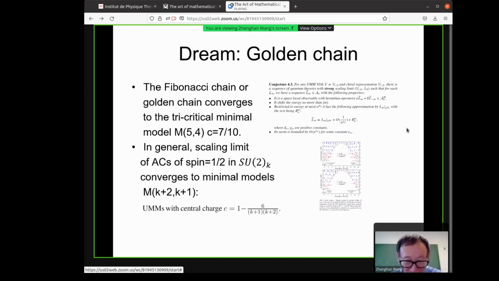And finally, I want to say that it's really my dream to go beyond the Ising chain, to the golden chain, the Fibonacci chain. I have no doubt the Fibonacci chain would converge to the tricritical minimal model of central charge 7/10. And the lower panel is the numerical simulation. Also, in the paper I have with Moji, we basically abstract out all the conditions which are sufficient for us to prove that the Fibonacci chain would converge. Unfortunately, we couldn't verify all the conditions.